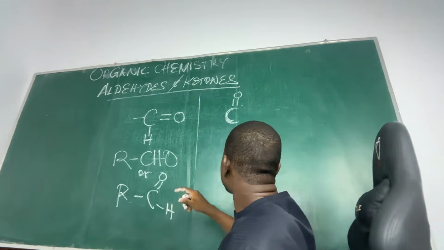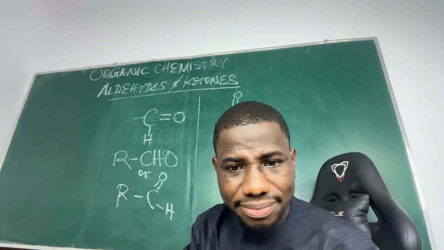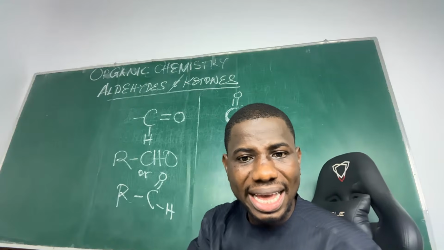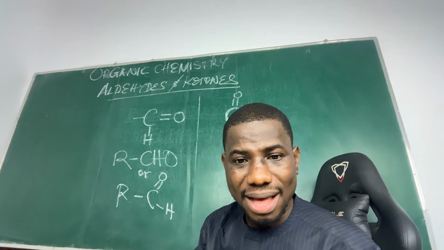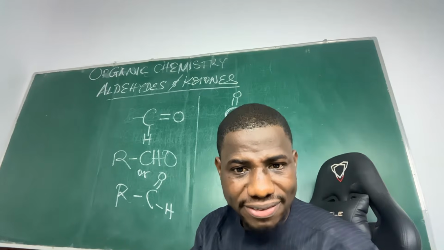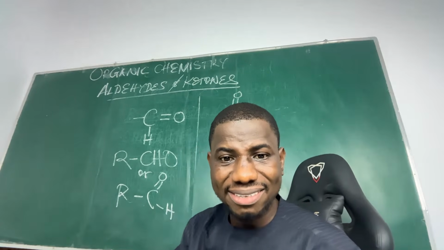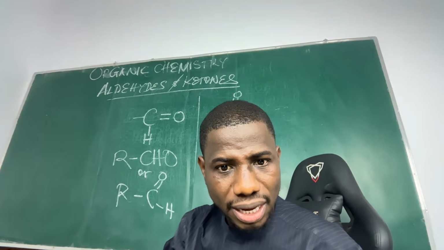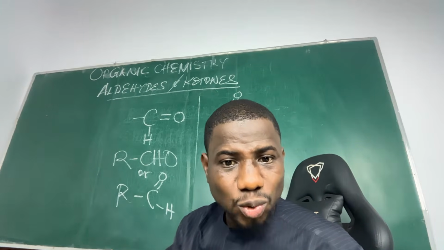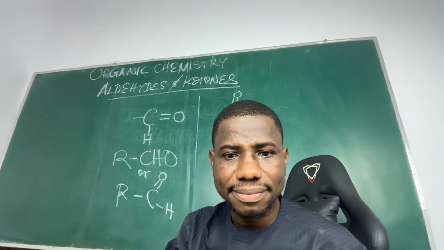Now, if the carbonyl group is bonded to either two alkyl groups or phenyl groups, we call it a ketone. But first, let's focus on aldehyde for now. I say that an aldehyde is an organic compound containing a carbonyl group that is attached to at least one hydrogen atom. Have you gotten that?